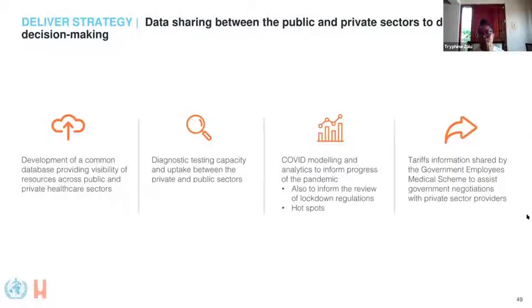And also the uniform protocols in both the public and private sector in terms of who gets tested, how you report the testing, and also in terms of management of COVID-19, there's a very clear way of how patients are managed in both the public sector and the private sector. And the other additional thing, there was data sharing between the public and private sector to drive decision making.